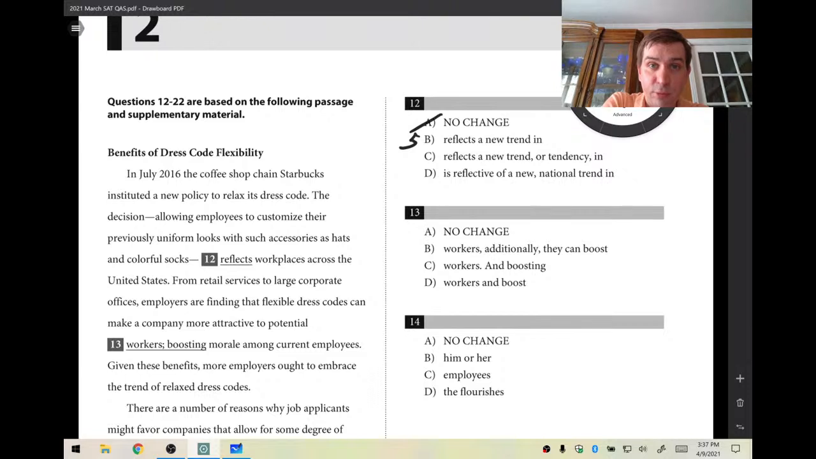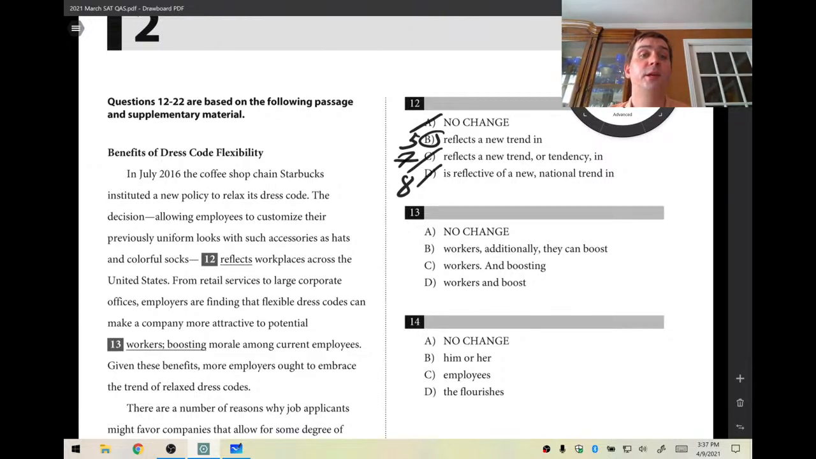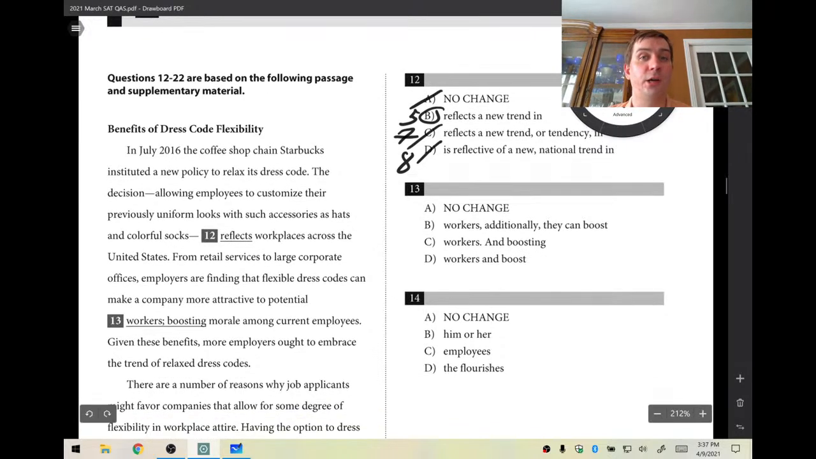Answer choice C was 7 words long. Answer choice D was 8 words long. I did throw out the wordy answer choices. B was correct. So we can make a logical comparison here. I'm going to reread the sentence with the correct answer choice. The decision allowing employees to customize their previously uniform looks with such accessories as hats and colorful socks reflects not the workplaces, but a new trend in workplaces across the United States. Okay, so that was number 12.